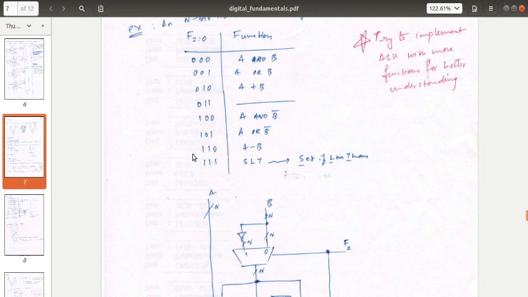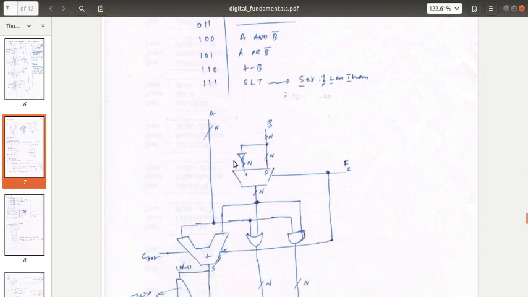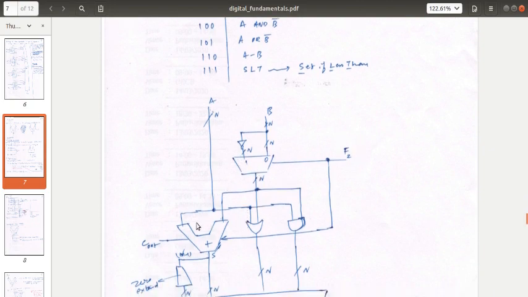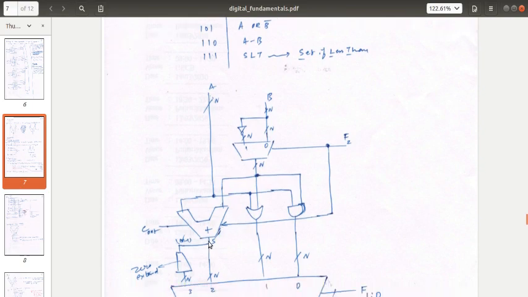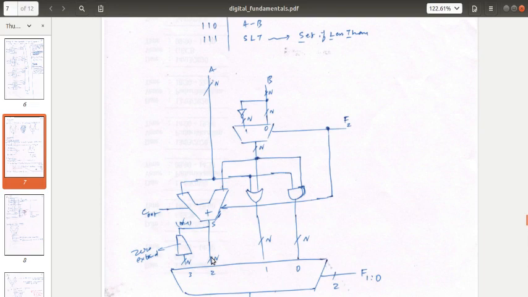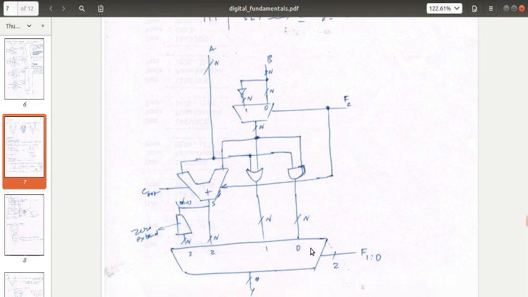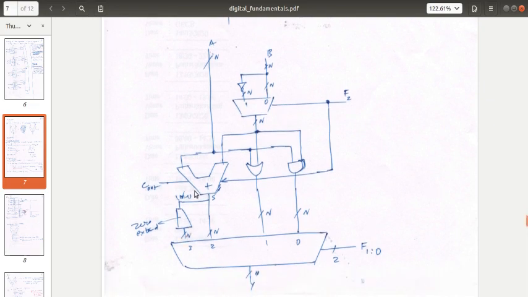And let's say if we want A minus B, what happens? This becomes 1, right? F2 becomes 1. So we will get B bar here again, and here 1 will come. So output will be, here it will be A minus B, here it will be A or B bar, here it will be A and B bar, and here, depending on whether A is less than or greater than B, it will be either an n bit 1 or an n bit 0.